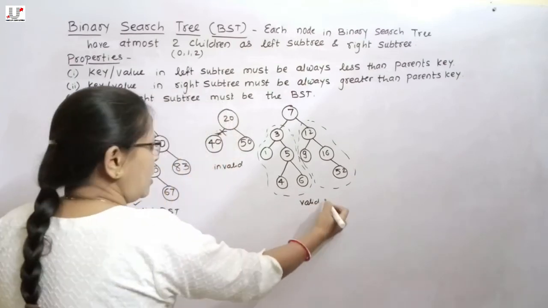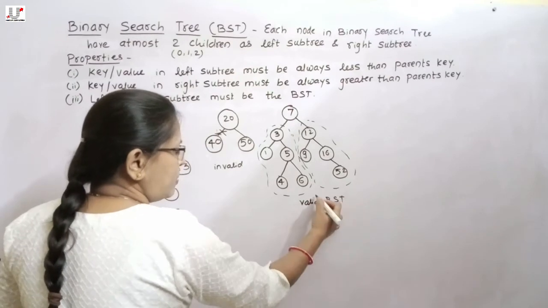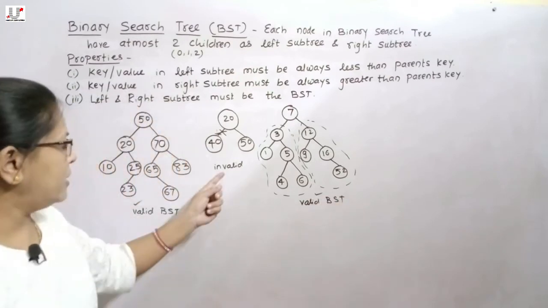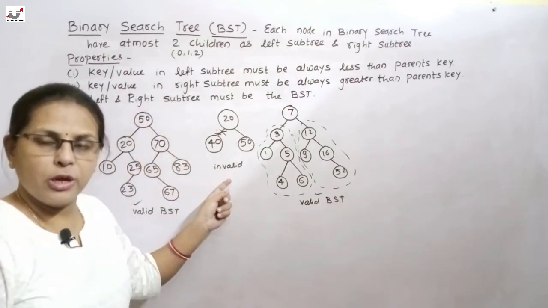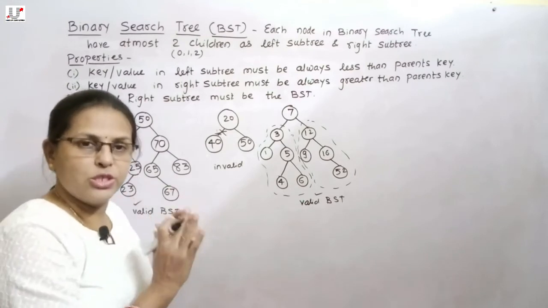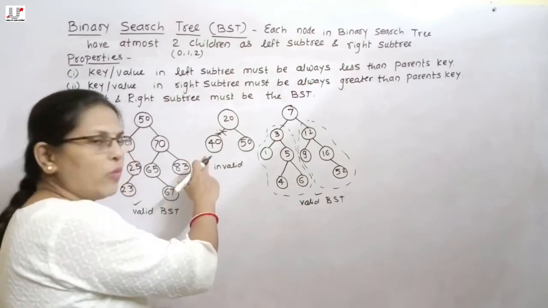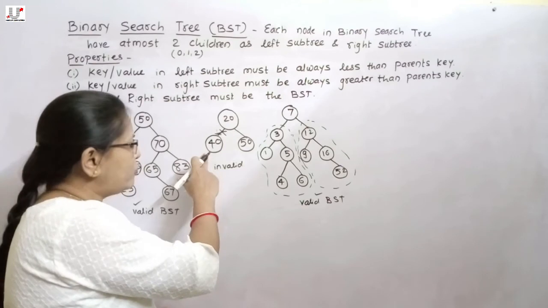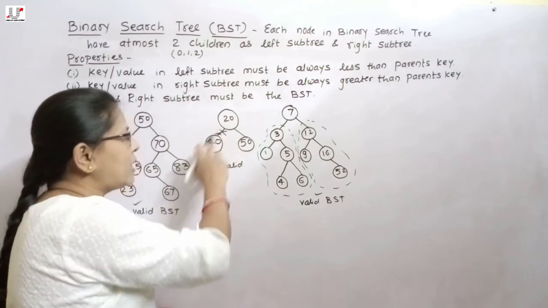So these two are the valid examples for a binary search tree, and this is the only binary tree that is not a binary search tree, because it violates the property. Here 40 is not smaller than the root node.